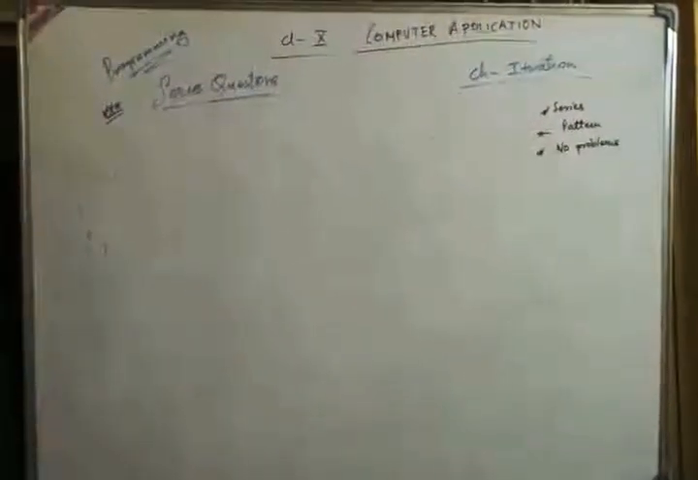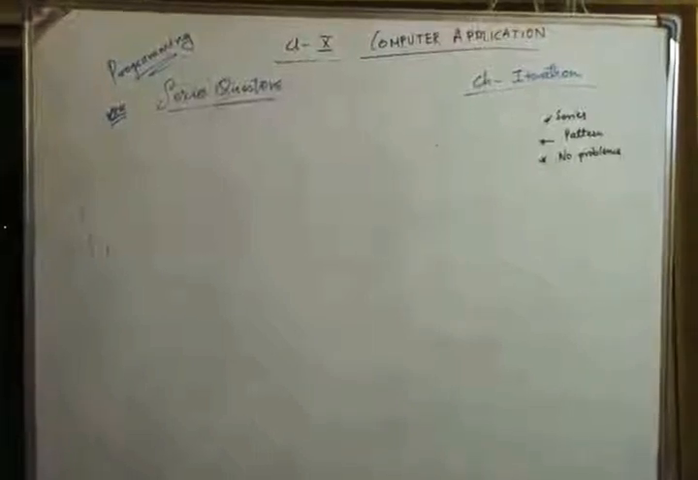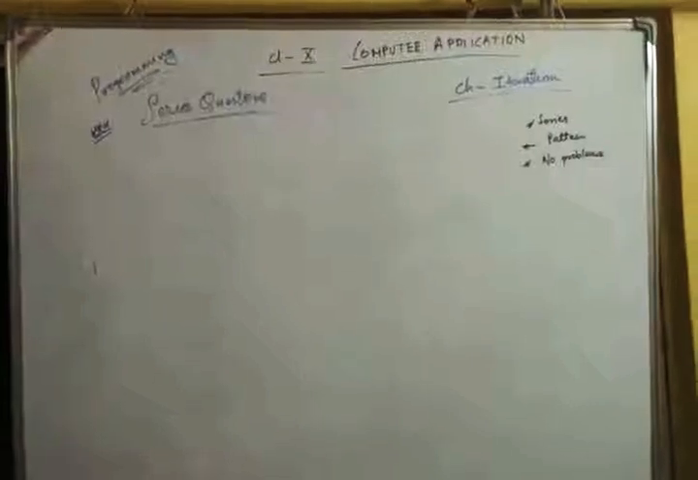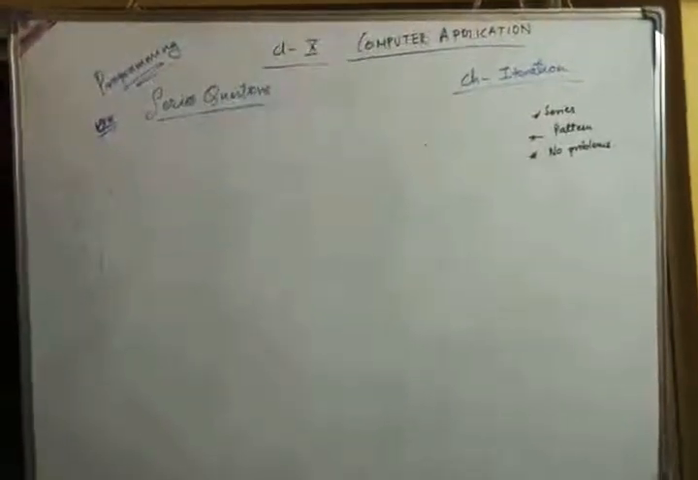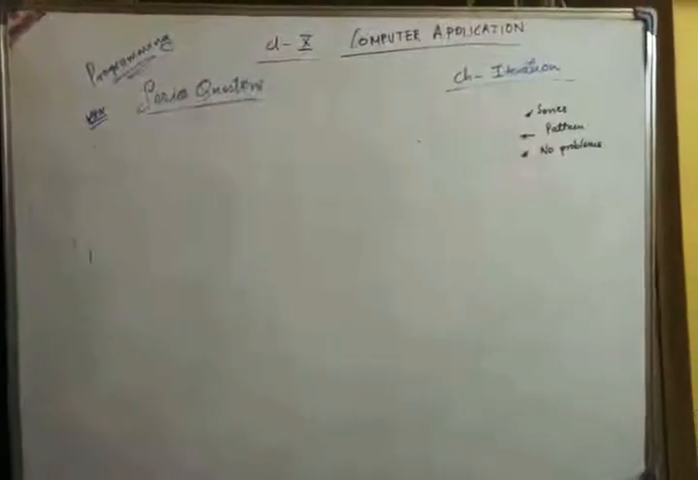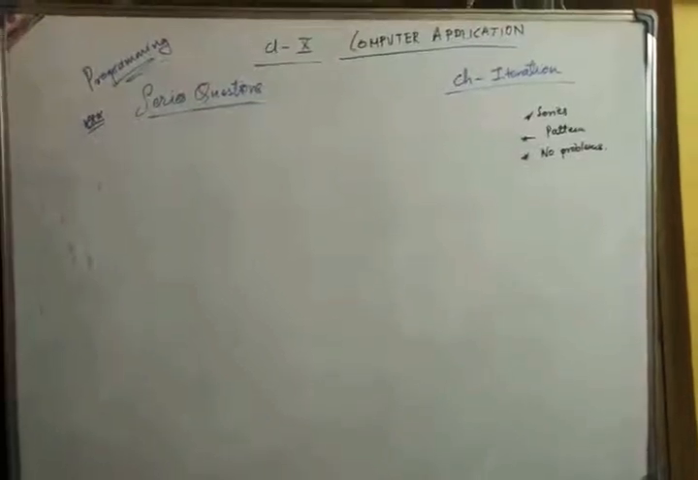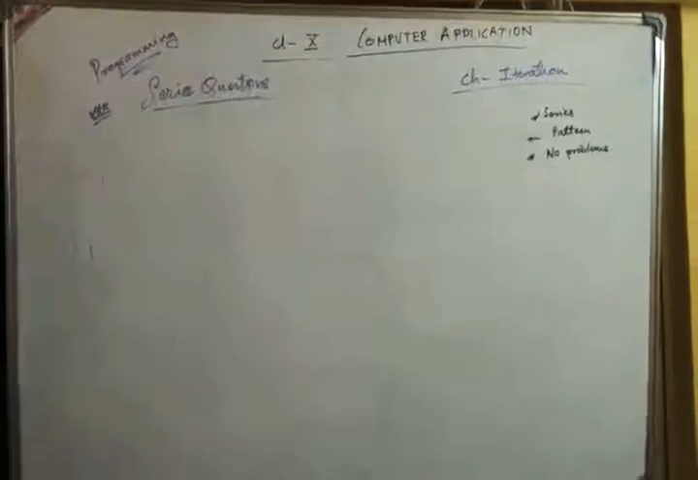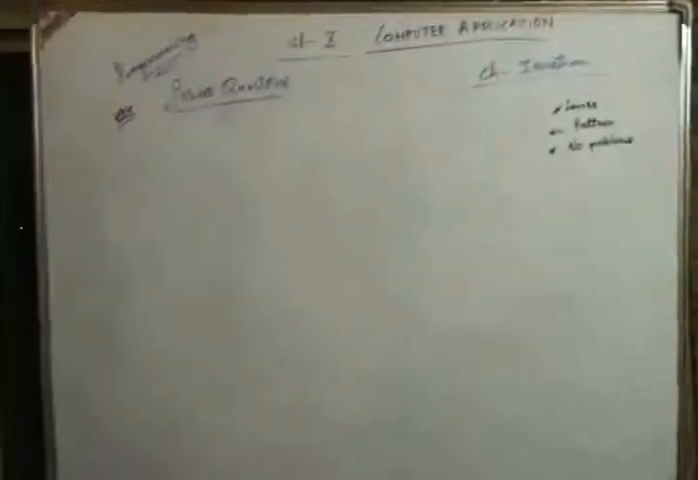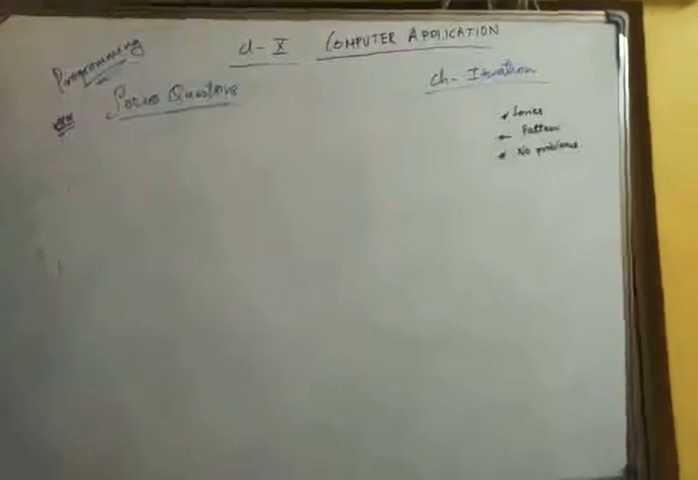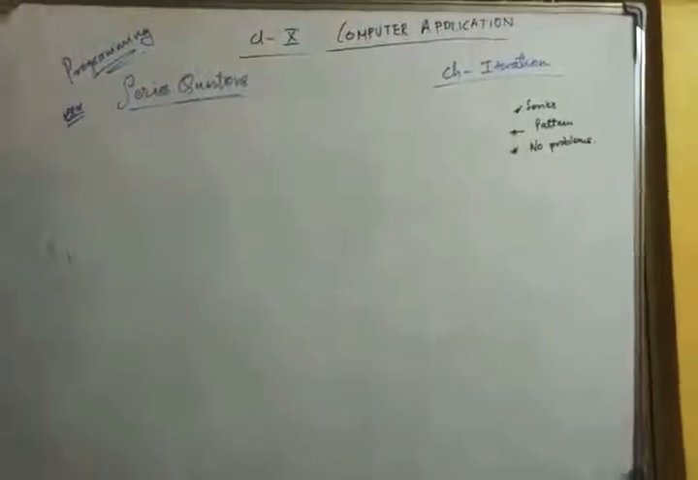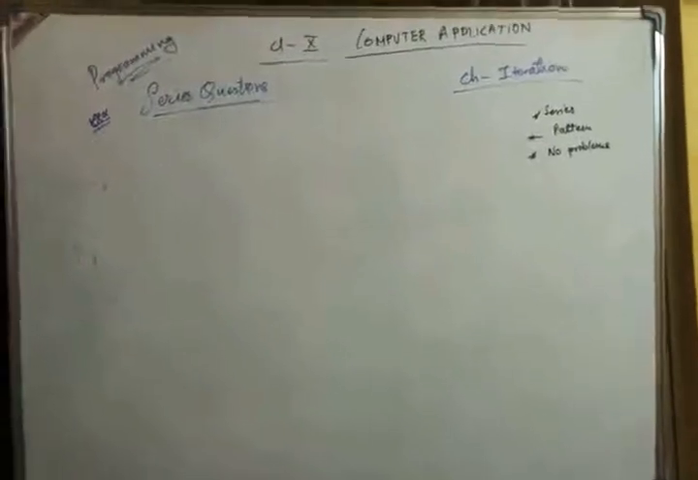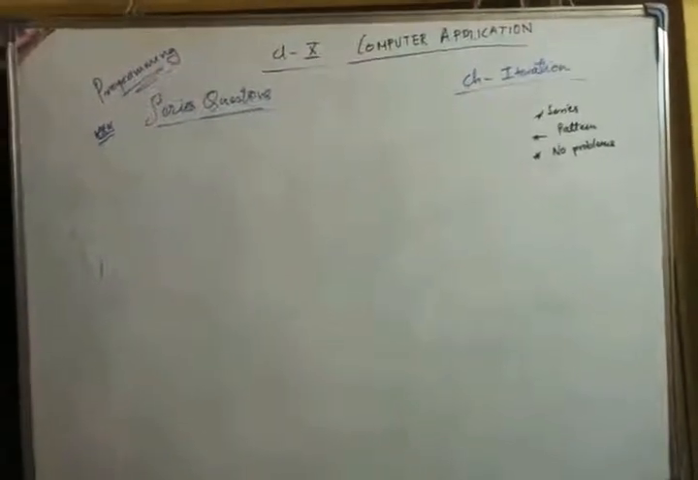Now in this video today we'll be discussing the programming section of this chapter, iteration. We have basically covered the theory section of the chapter, and today we're discussing the programming part. In your class 10 syllabus for this chapter, there are three types of programming questions that come: one is a series question, one is a pattern question, and one is a number problem. There are three different kinds of questions which will be coming from this chapter.